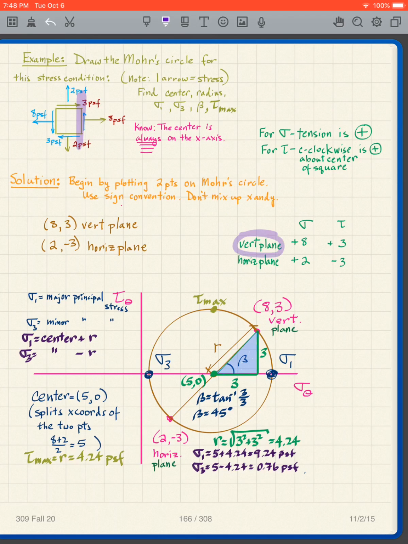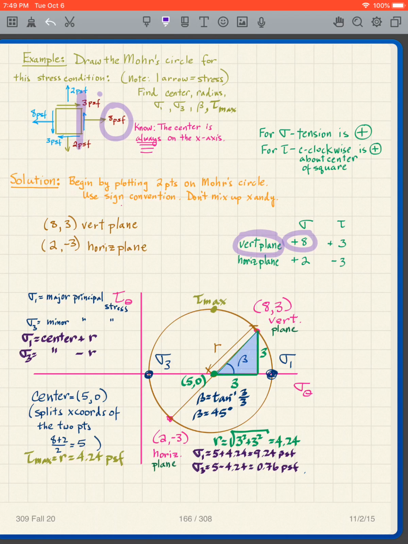And I'm going to look at the stresses on that plane. The first thing I see is a sigma that is 8. Now it's tension. Tension is positive, so that's what? That's positive 8 on the vertical plane. So I'm going to write that down.